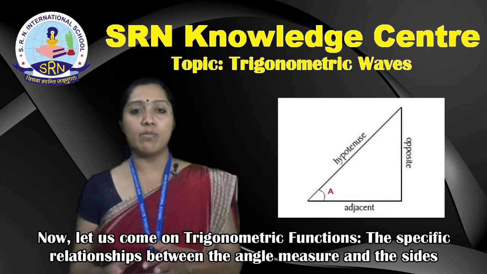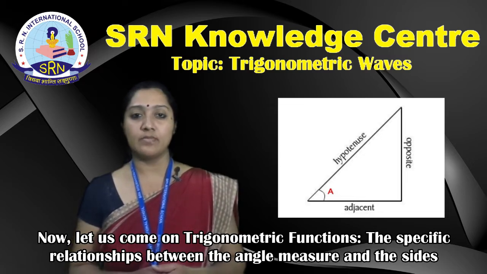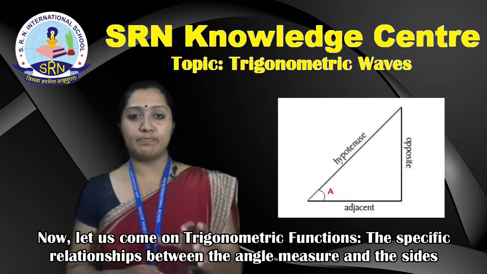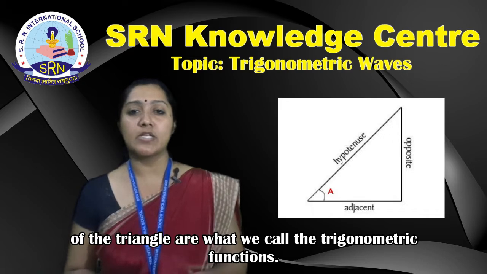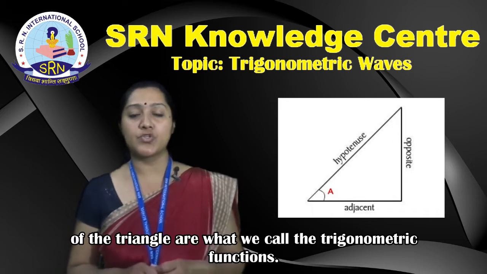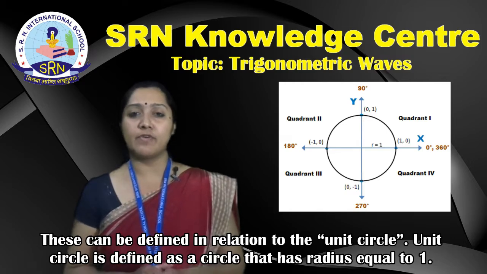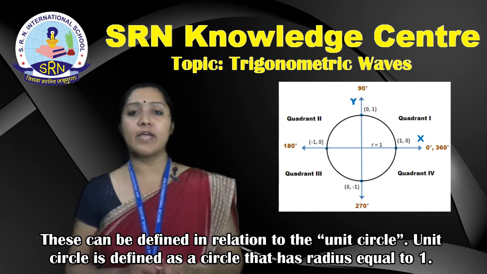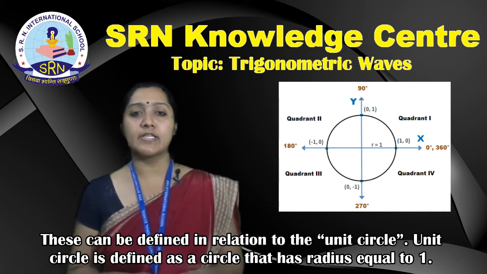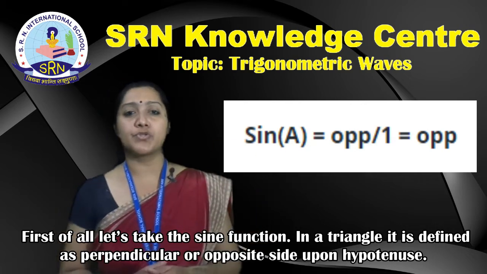Now let us come to trigonometric functions. The specific relationships between the angle measure and the sides of the triangle are what we call the trigonometric functions. These can be defined in relation to the unit circle. A unit circle is defined as a circle that has a radius equal to 1. First of all, let's take the sine function.